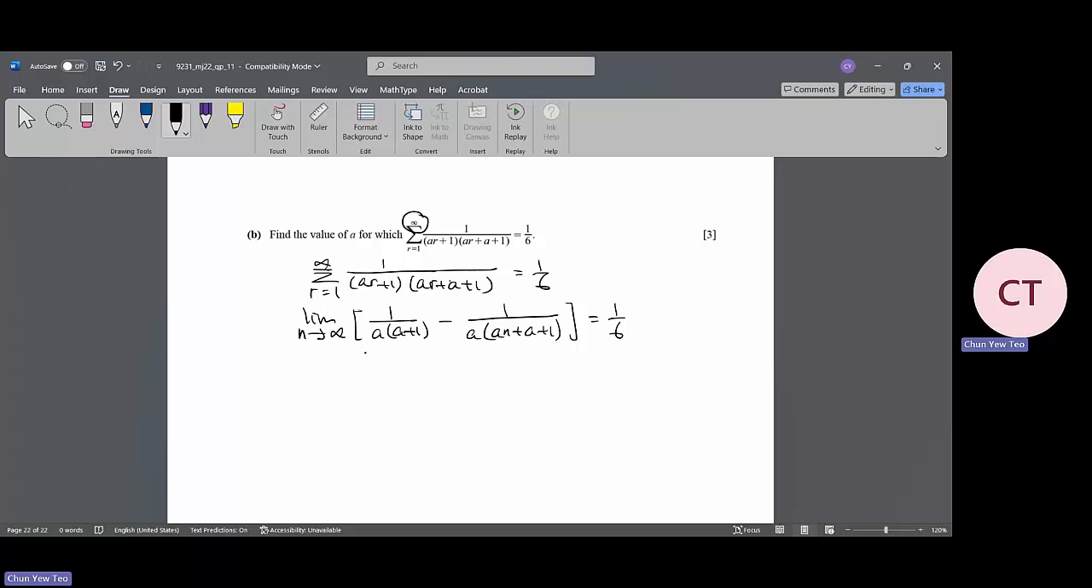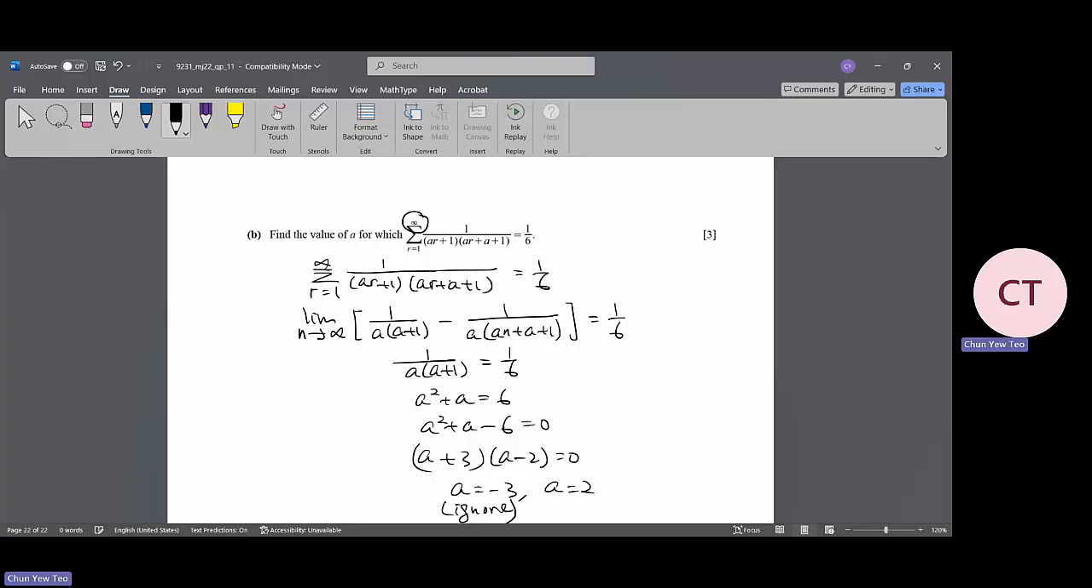So when n is approaching infinity, this term is affected and your expression over here will become 0. So you get this. Cross multiply, you get a squared plus a is equal to 6. You get a squared plus a minus 6 is equal to 0. You factorize it, then you get a is negative 3 and a is equal to 2. Because a is positive, you reject the negative, therefore your a is 2. So this will be the answer for part b.